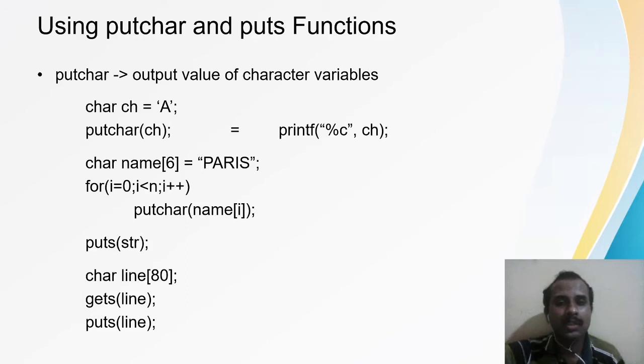Using putchar and puts, putchar is very similar to %c. Whenever you use %c, it is very similar to putchar. But one drawback of putchar is that you can only print one character at a time. So if you want to print a string, you have to enclose putchar inside a for loop. Then only can you print the string.